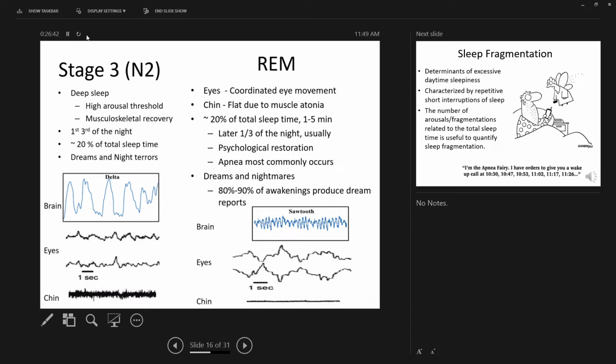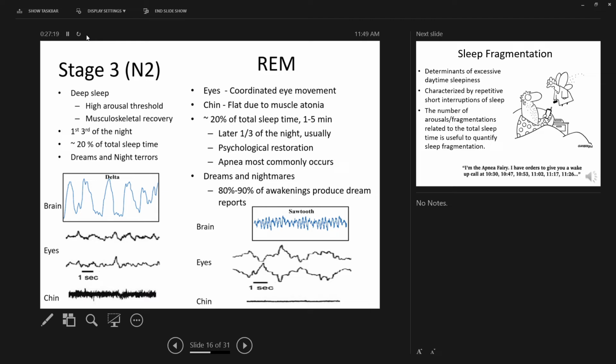And then when we get to REM, REM is rapid eye movement sleep. When you get to see this rapid eye movement on an EOG, on a polysomnogram, it's pretty interesting. It doesn't happen all the time, but when you get to see it, it's pretty cool. So the eyes will move back and forth in a coordinated way. You see the chin at the bottom is very flat, so the person has experienced a state of atonia. That means their muscles are basically paralyzed, so they can't move or act out any dreams they may have.